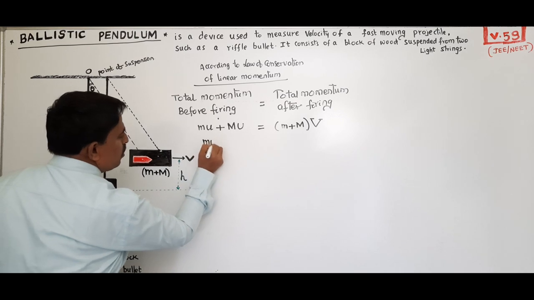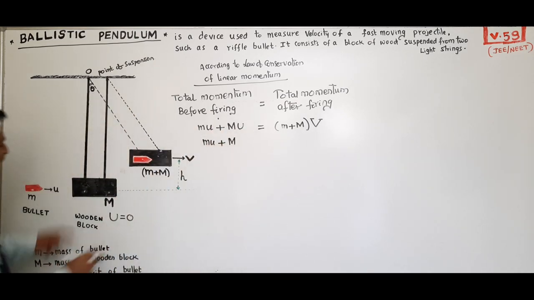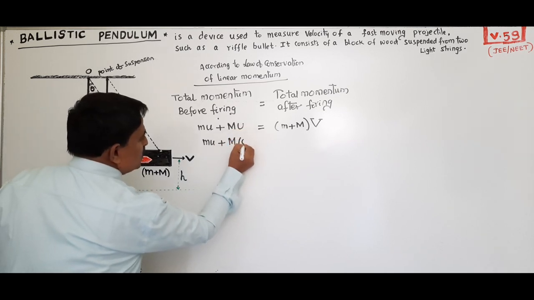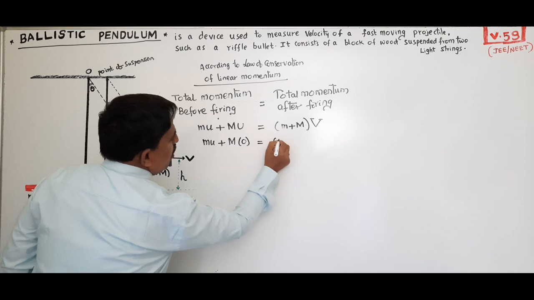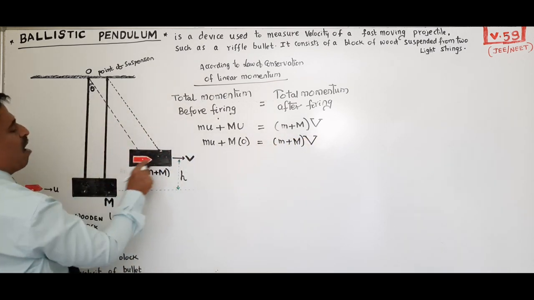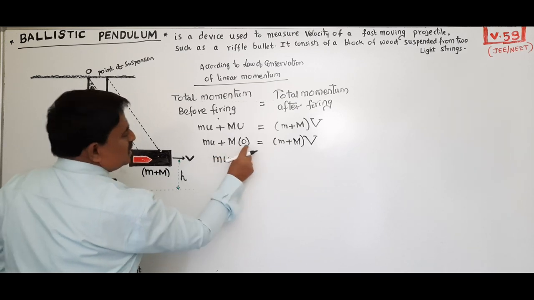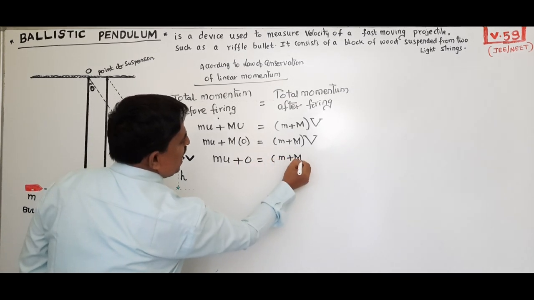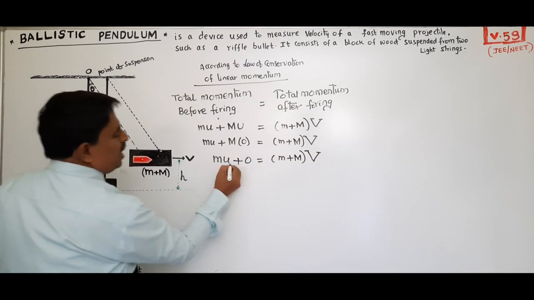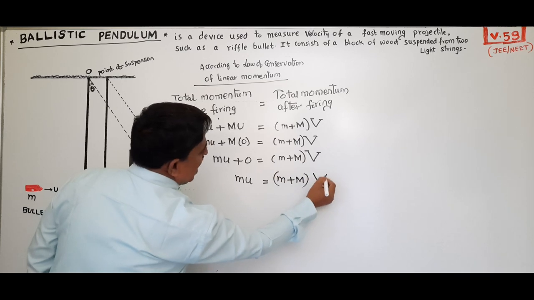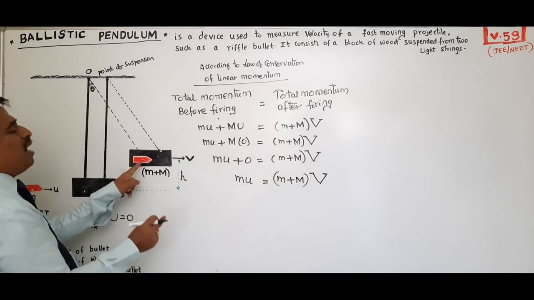Now, small m u plus capital M into capital U, where capital U is the initial velocity of the block. The wooden block is initially at rest, so capital U is equal to zero. Zero into anything is zero. That is equal to small m plus capital M into capital V. So, small m u equals small m plus capital M into capital V, where capital V is the common velocity of the bullet and block system.